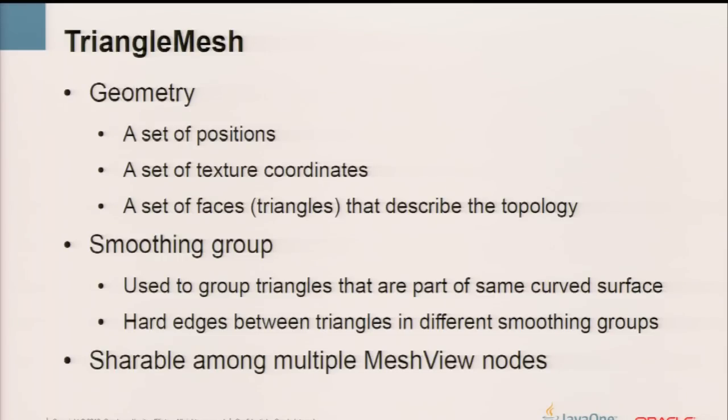We've introduced the concept of smoothing groups. For any of you who are 3D modelers, you'll recognize it, and any that aren't, we'll show you an example later on. It's basically defining which parts of your mesh should be treated as a continuous curved surface and which ones should be considered discrete facets and so should have a hard edge between them. Important to note that a single mesh can be shared among any number of MeshView objects in the same way that a single image or media can be shared among any number of ImageView or MediaView objects.